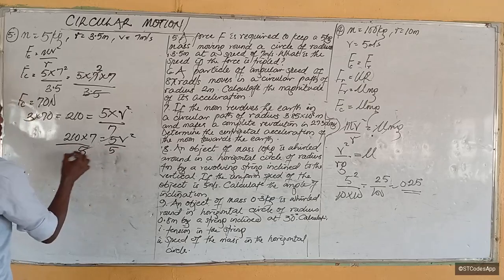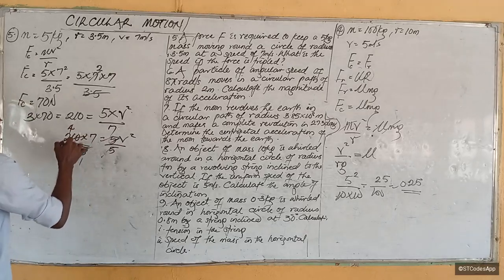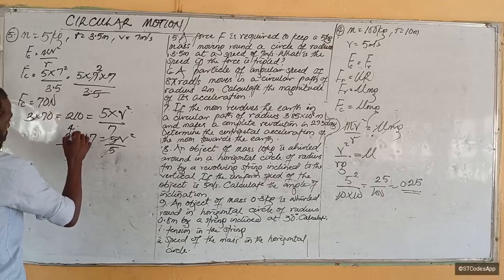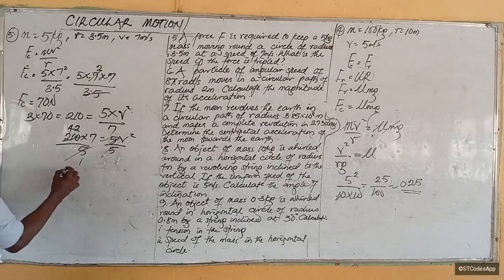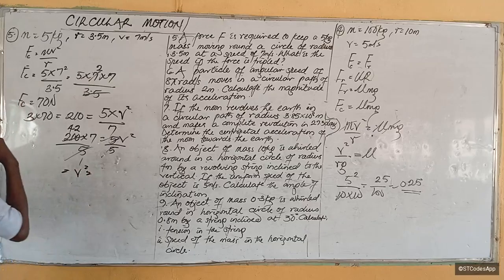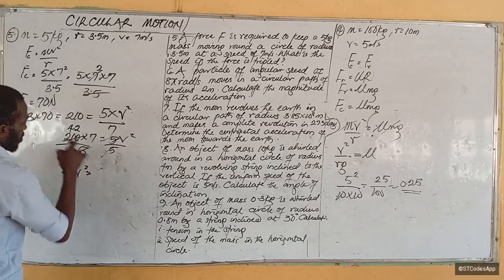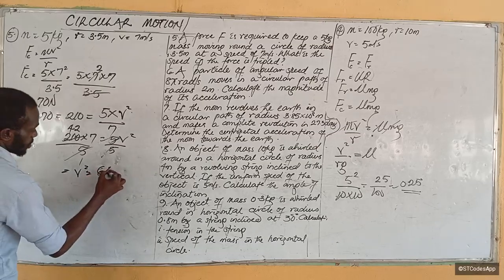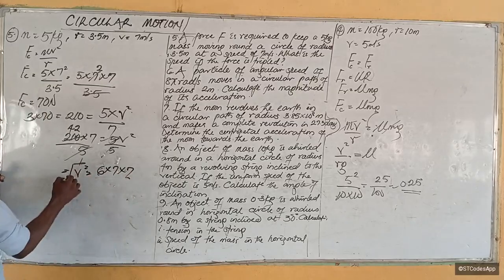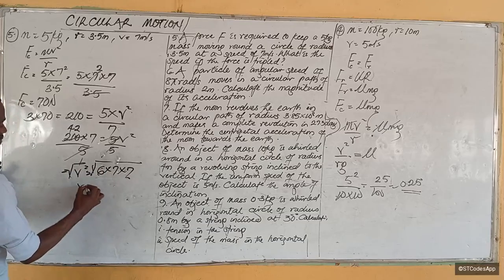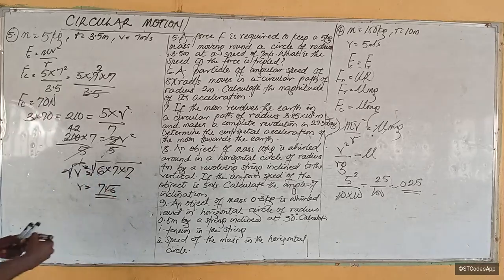Divide by 5. Here 1, here 5 into 10 will be 2. So 42 times 7. So v squared will be equal to 42 times 7. That's 42 is 6 times 7. So that's 6 times 7 times 7. Okay, so take the square root of both sides. So that becomes v equal to 7 root 6. That's the answer.